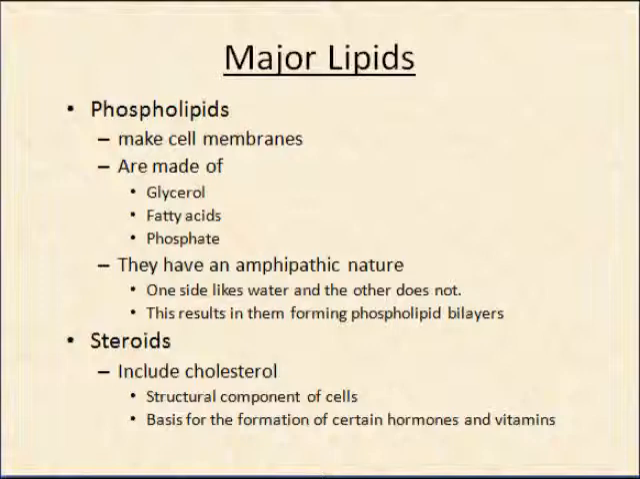We also have steroids. The steroids are derived from cholesterol. They are a structural component of many cells. They are bigger than the phospholipids, and they have branches that spread out so it helps stiffen the cell. They're also the basis of certain hormones and vitamins in our body. Vitamin D is derived from cholesterol. Hormones including testosterone, estrogen, and progesterone are also derived from cholesterol.